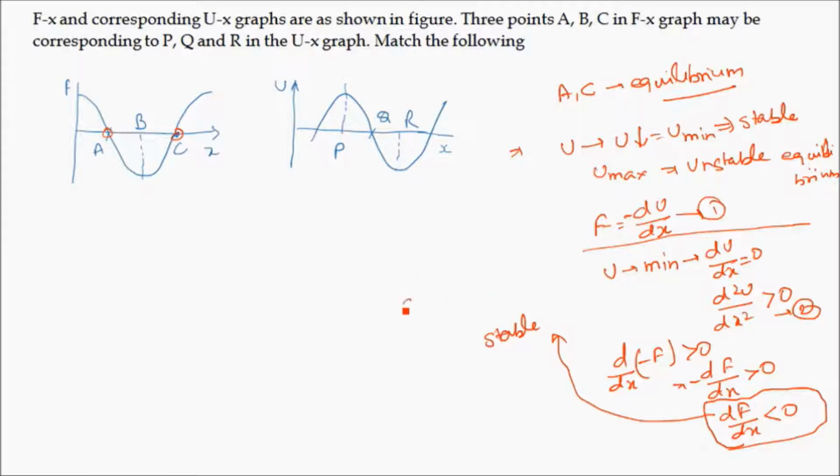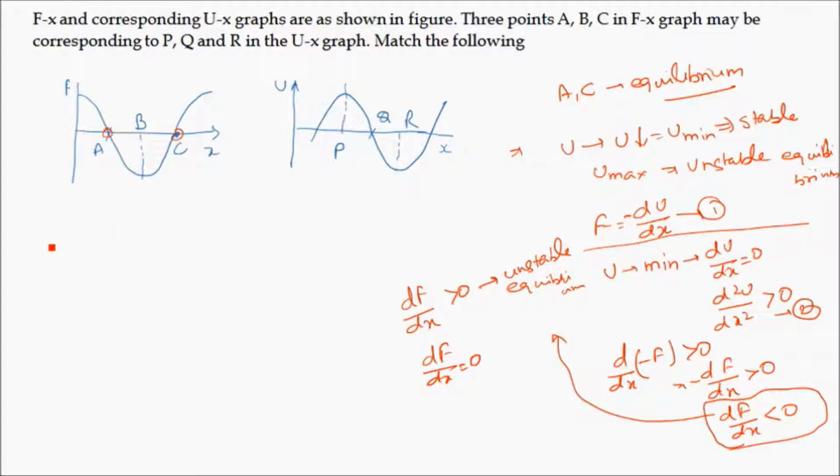So similarly, for df by dx greater than 0, we get the point of unstable equilibrium. So for stable equilibrium, df by dx must be less than 0. For unstable, df by dx must be greater than 0. And if you consider the neutral equilibrium, then df by dx will be equal to 0.